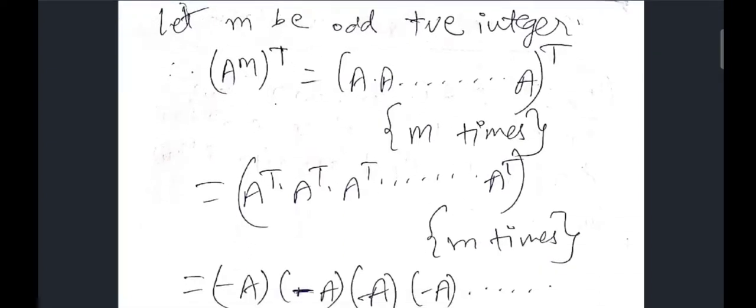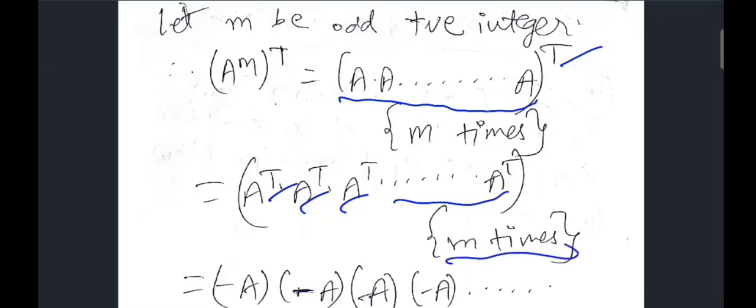So A to the power m transpose, A into A m times, and its transpose is taken, so A transpose m times. When the transpose of A is taken, A transpose comes out to be equal to minus A, so all these things will eventually turn to minus A, which is m times.